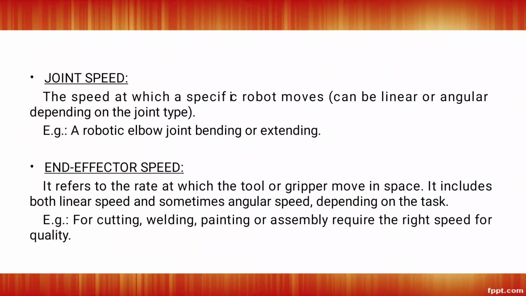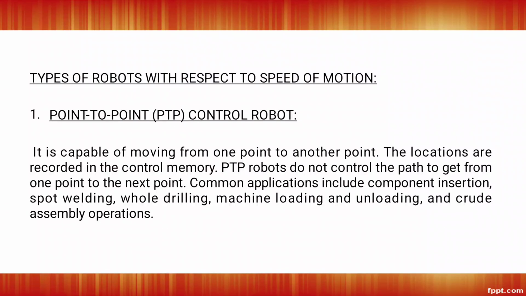Next is end effector speed. It refers to the rate at which the tool or gripper moves in space. It includes both linear speed and sometimes angular speed, depending on the task it may be performing. For example, cutting, welding, painting or assembly require the right speed for quality.